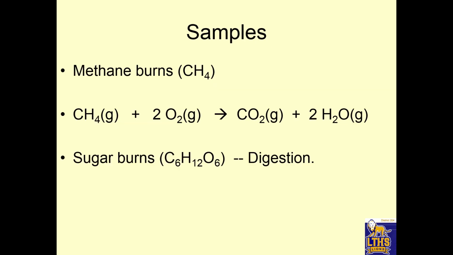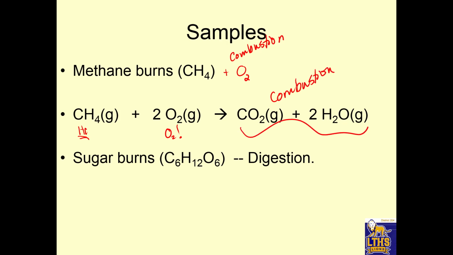Okay, here's some samples. Methane burns, so we know this is going to be combustion, even though we don't see the fact that there's going to be O2 gas. And we don't even know the products, we still know it's combustion. Here we have a hydrocarbon compound, and O2, yay, oxygen gas. So we know this is also combustion, even though the products are carbon dioxide and water. We didn't even need to see those to know it.